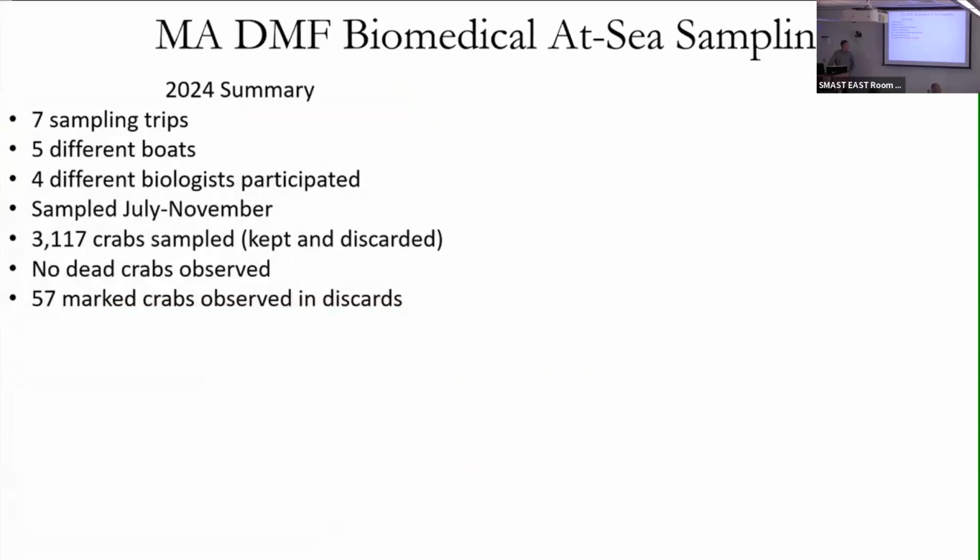There were 57 marked crabs that were observed in the discards, meaning the crabs that were caught on the boat and released at that point in time. Because they can't rebleed those crabs within the same year, they have to release them.